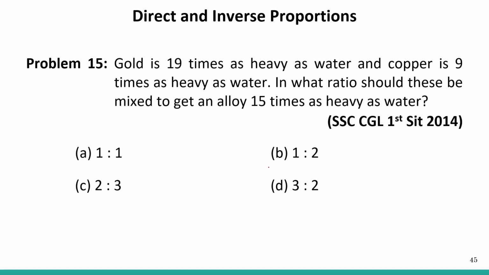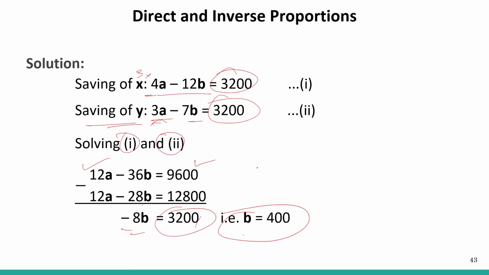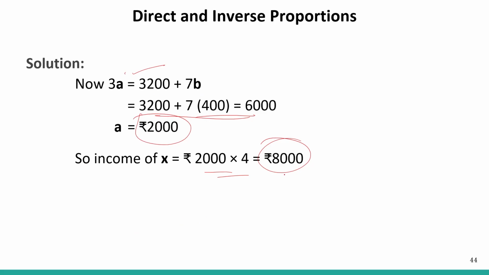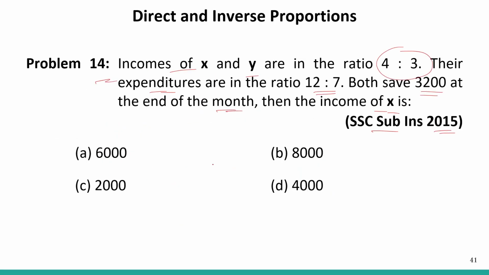So 8000 rupees is the income of x. How much will be the income of y? It will be 3a minus 7b. You can also calculate that. So it will be 8000. So this is the correct answer. These are all wrong answers.